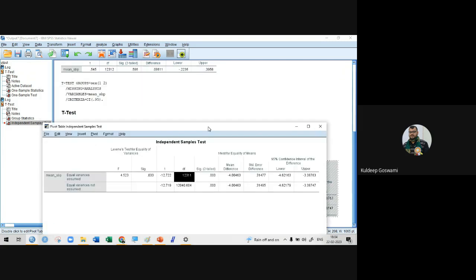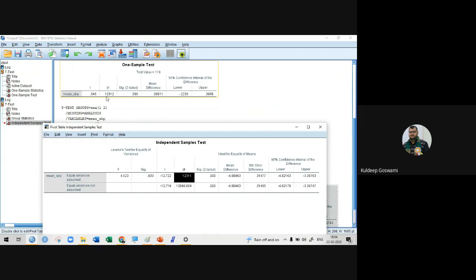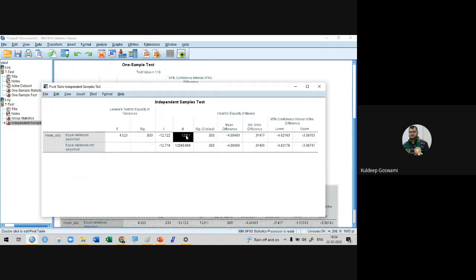Initially, in the first test, the degrees of freedom was 12,312, but here the degrees of freedom is 12,311. Originally, there are 12,313 persons. Why do we subtract 2? Because there are two samples, so we subtract 2 from the original number.